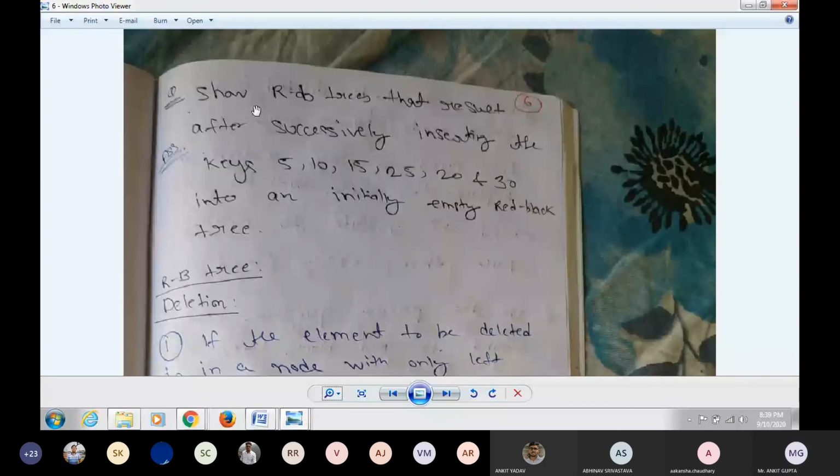I have discussed the rule, like balance factor and rotation. So you will have to do that question.